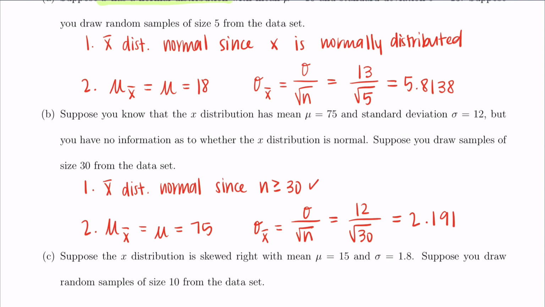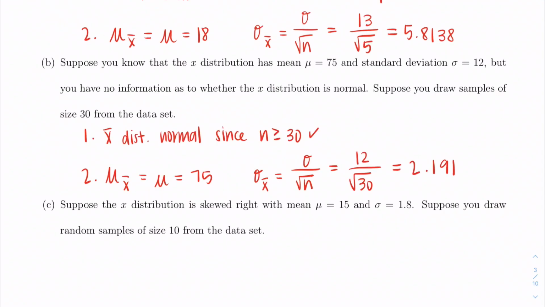So now let's look at this last one, part C. Suppose the x distribution is skewed right, so the x distribution is not normal. It has mean 15 and sigma equal to 1.8. Suppose we draw samples of size 10 from the data set. The first thing we need to look for is whether or not the x-bar distribution is normal. If we look at the given information, we can't say that it is. Here, the x distribution is not normal, and n is less than 30, so we can't say anything about the x-bar distribution.